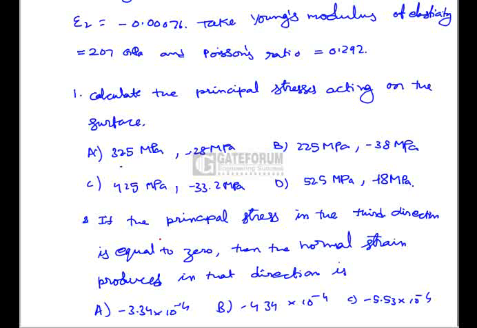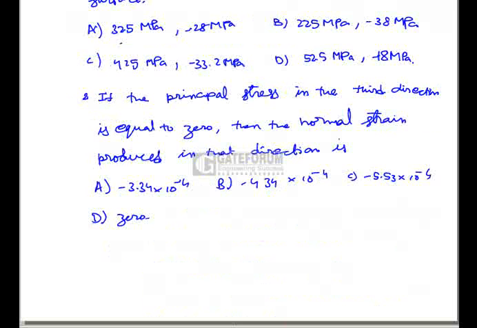And the second question is, if the principal stress in the third direction is equal to 0, then the normal strain produced in that direction is: minus 3.34 into 10 power minus 4, minus 4.34 into 10 power minus 4, minus 5.53 into 10 power minus 4, and 0.